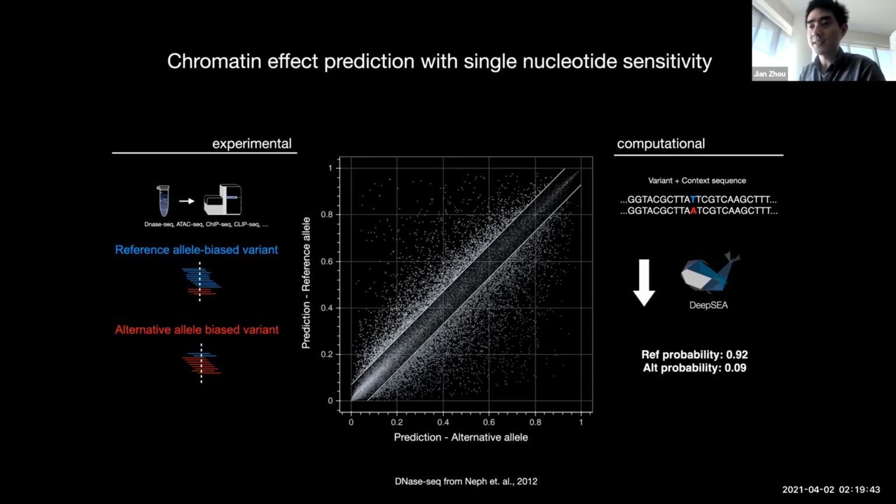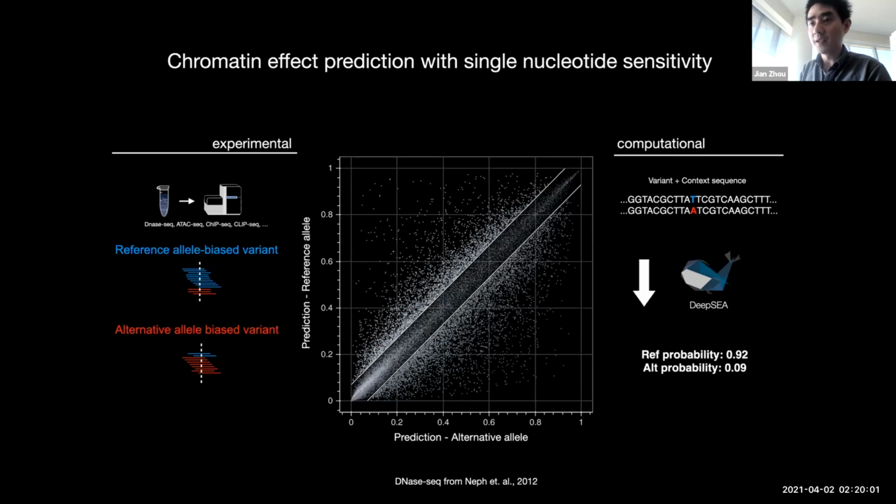And on the y-axis, I plotted the probability for the reference allele. And each of those dots is a variant. Now we're going to compare this with the experimental result, so I'm going to color this with the experimental result.